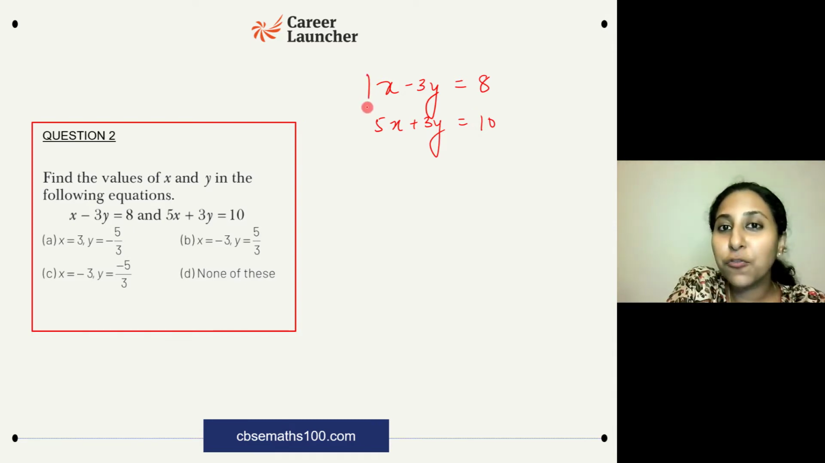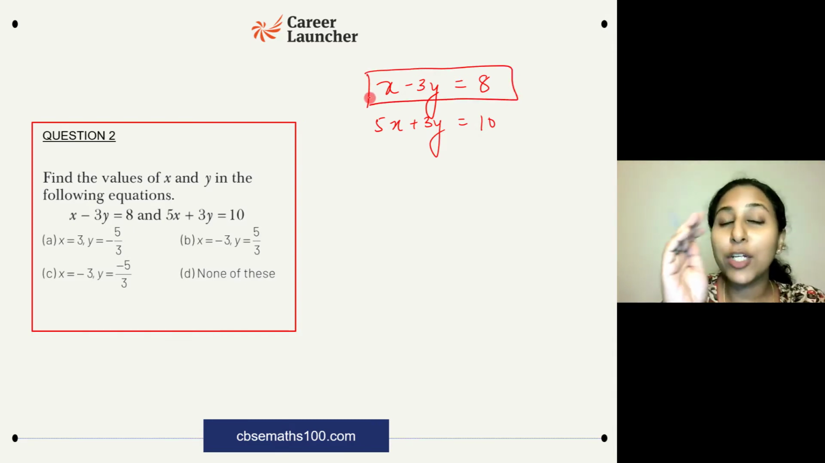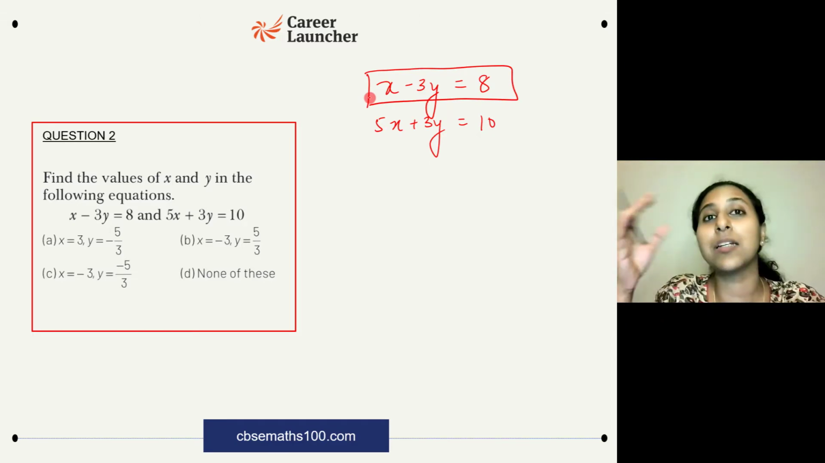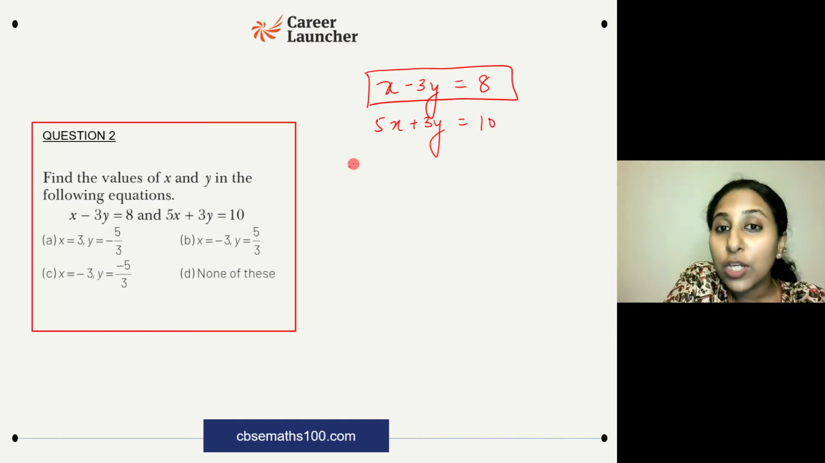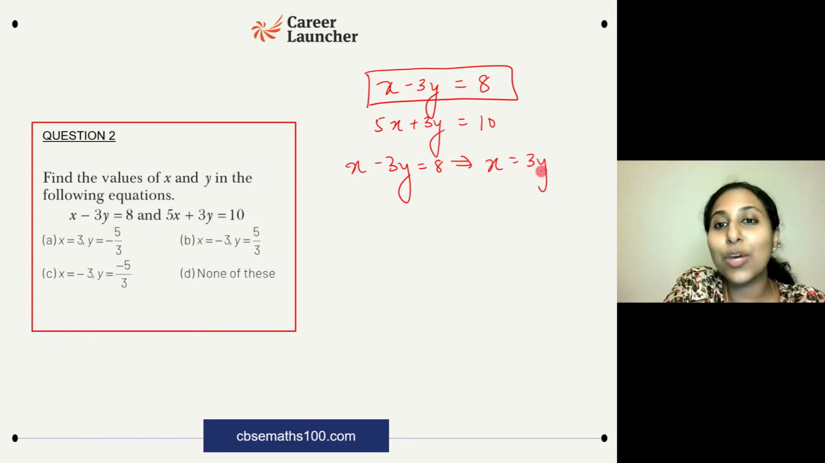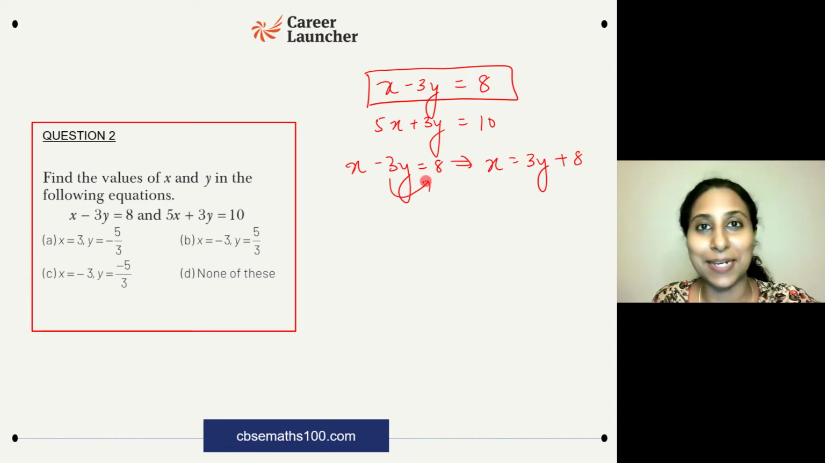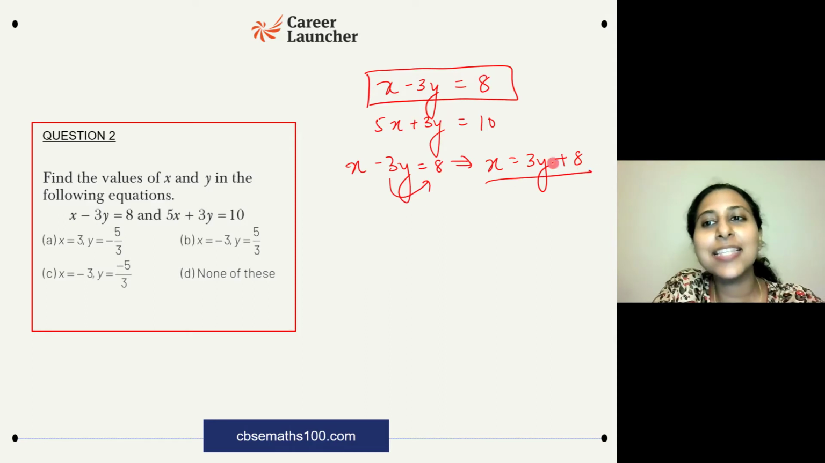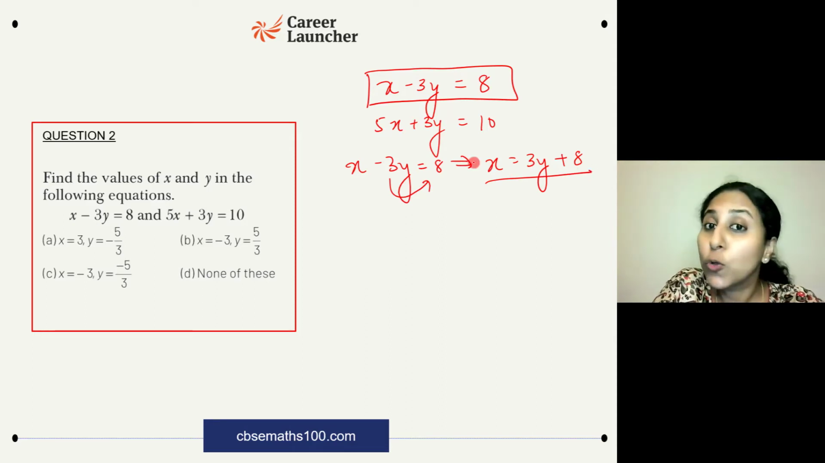Let us say in the first equation, I try to express x in terms of y. So you are having x minus 3y equals 8. This could be rearranged as x is equal to 3y plus 8 when I move minus 3y to the other side. This x is equal to 3y plus 8 could be substituted into the second equation. So here we are going to replace the x with this 3y plus 8.